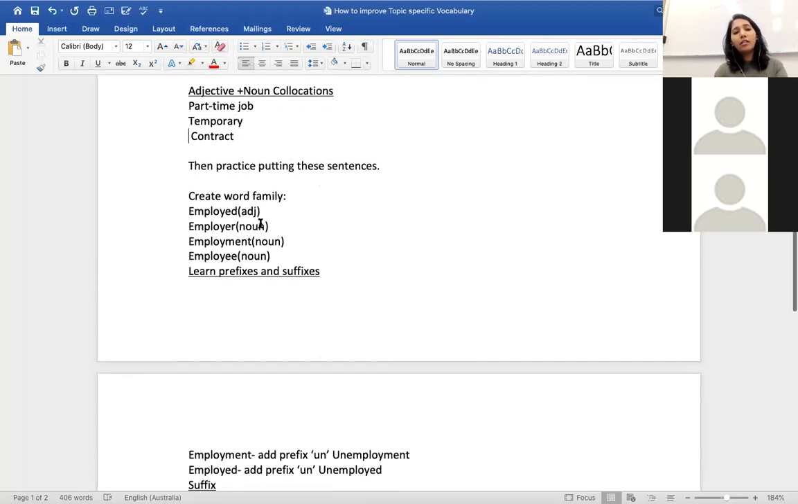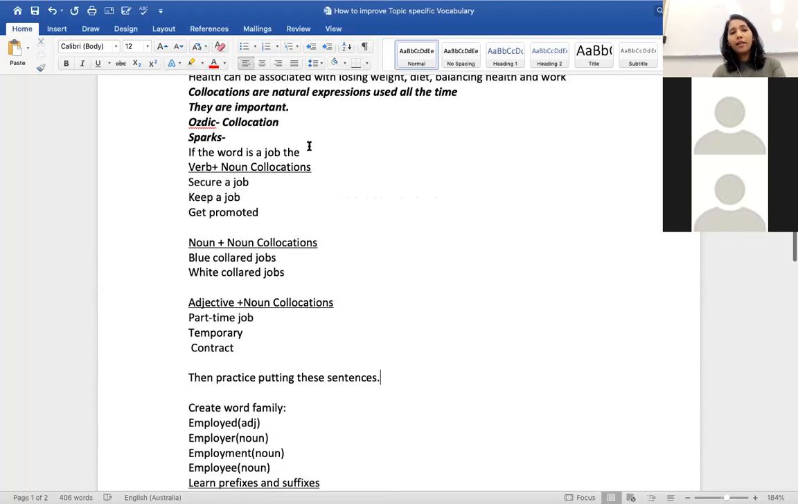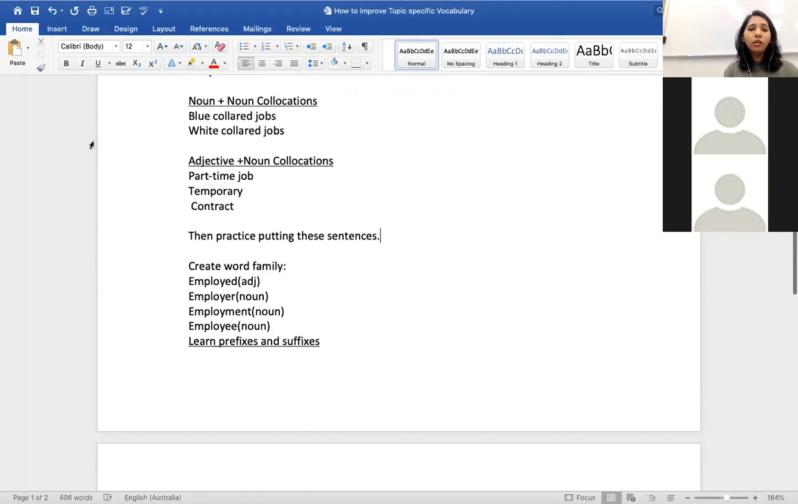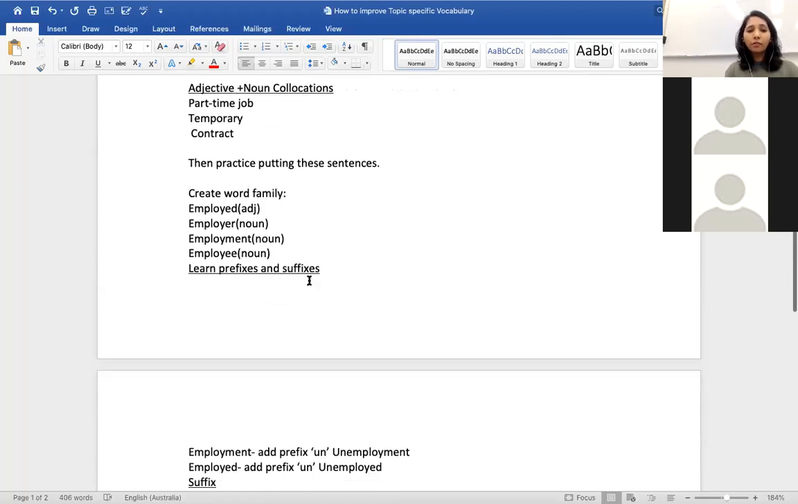After you find these collocations, you try and put them into sentences. Applying: for a job, you won't say I am seeking a job, you'd say I'm applying for a job. Writing in response to an advertisement, job application, resume, experience, work experience. All those are your job-related vocabulary.